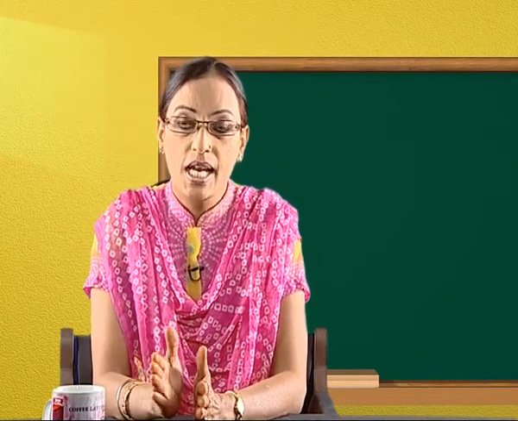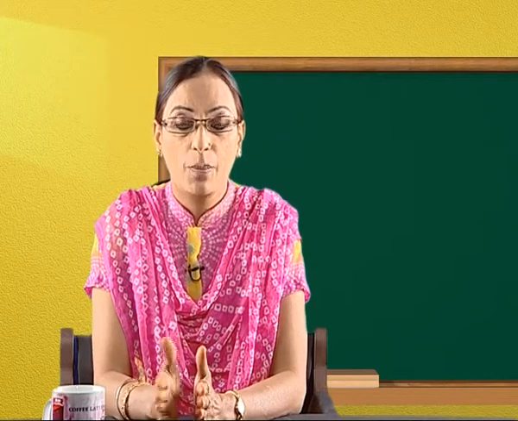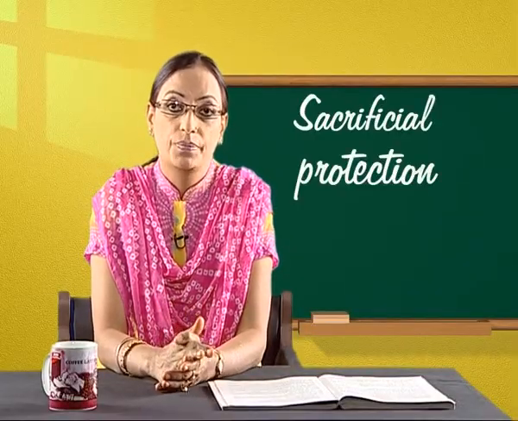The zinc is applied electrochemically or as molten zinc by hot dip galvanizing or spraying. Galvanization is used on chain link fencing, guardrails, suspension bridges, light posts, metal roofs, heat exchangers and car bodies. Let us now learn about sacrificial protection.